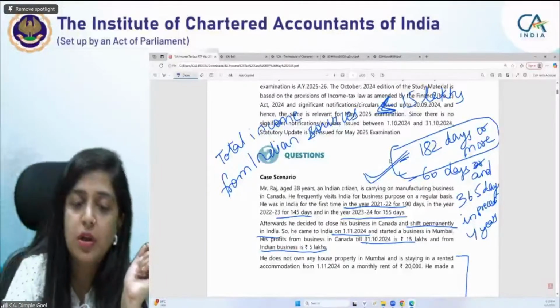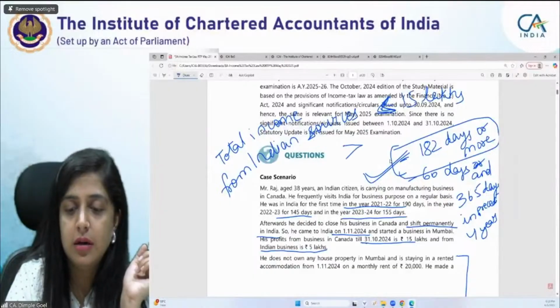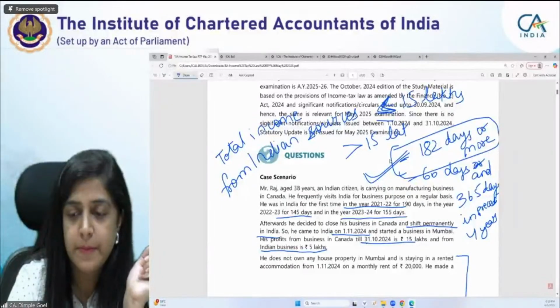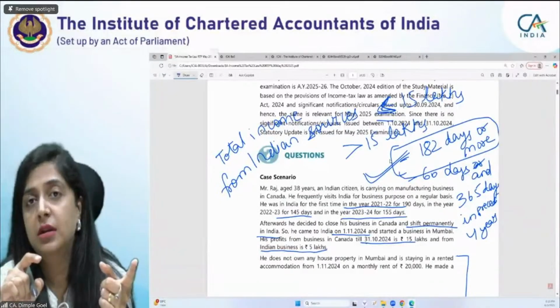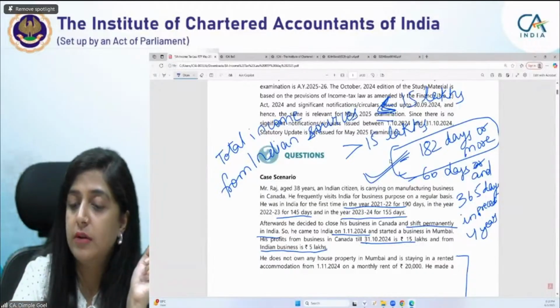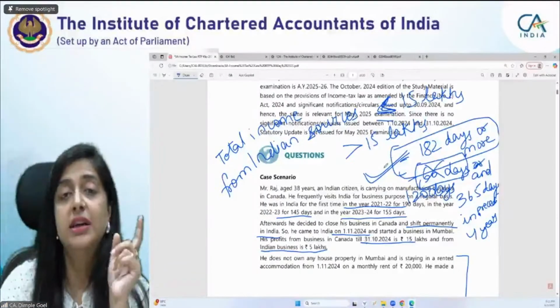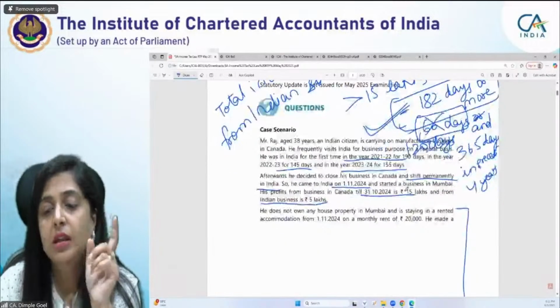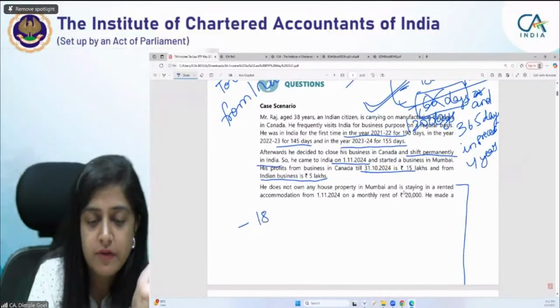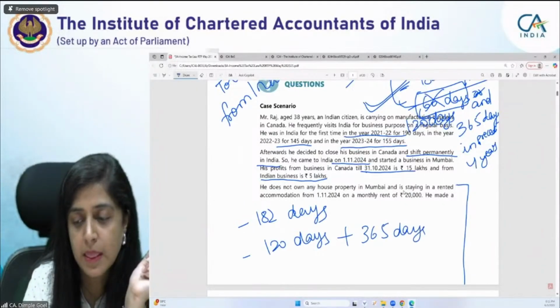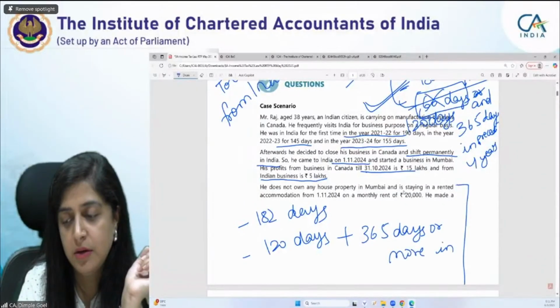But if this total income other than foreign sources exceeds rupees 15 lakhs, then there is one more condition that has to be checked. And what is the second condition? In that second condition, this 60 days has been replaced with 120 days. So in the second case, the individual will be a resident either because of the 182 days condition or because of 120 days in the relevant previous year plus 365 days or more in the preceding 4 years.